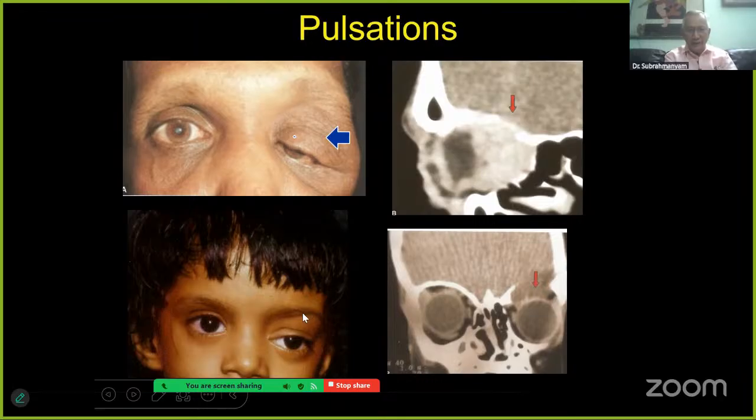This child has presented with proptosis, a pulsatile proptosis, with a history of trauma of 3 years duration, and the CT shows that the roof is totally lost. The brain has collapsed into the orbit, pushing the globe down and causing a pulsatile proptosis, which is from transmitted pulsations.